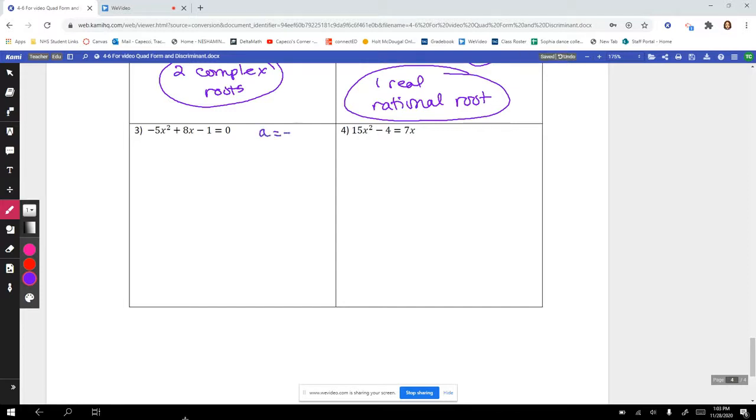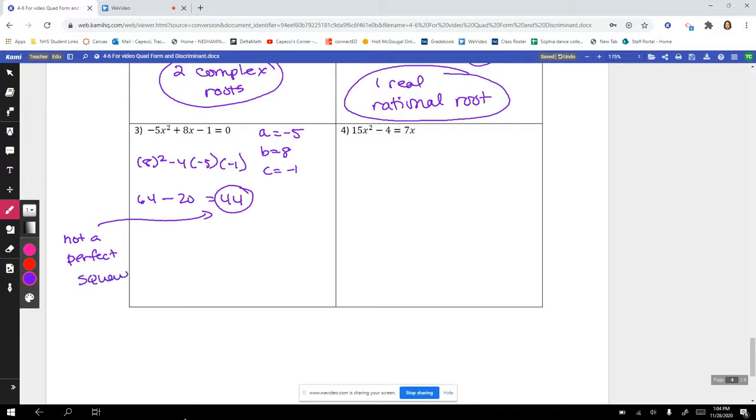Number 3, a is equal to -5, b is equal to 8, c is equal to -1. So b squared. So I have 8 squared minus 4 times a, which is -5, and c, which is -1. So this gives me 64. Negative times negative times negative gives me a negative. 4 times 5 times 1 gives me 20. So that's 44. That's my discriminant. Now that's positive, but this is not a perfect square.